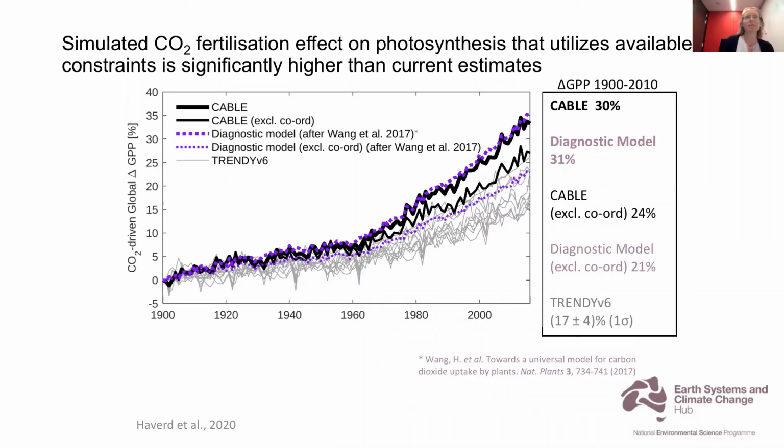So another thing we can look at with the models is what the global land photosynthesis increase would be if the only driver of that was CO2. And that's what this plot shows. So in this model experiment, we've turned off variations in other drivers, such as temperature and precipitation. And so all you see is the result of carbon dioxide going up.